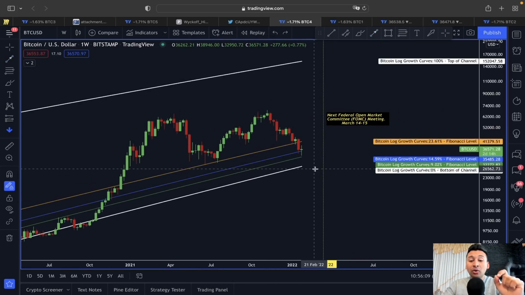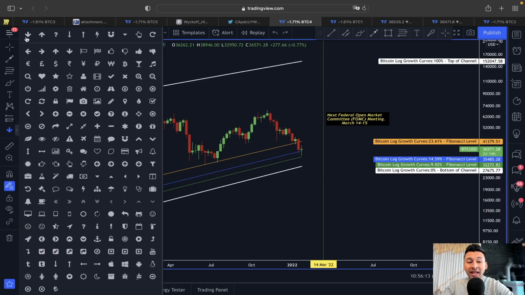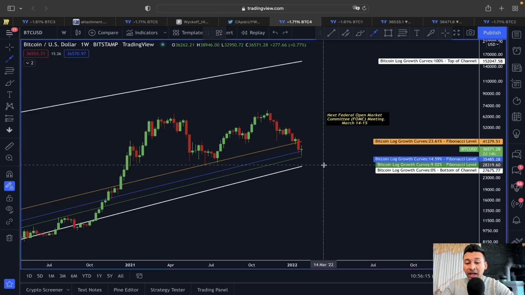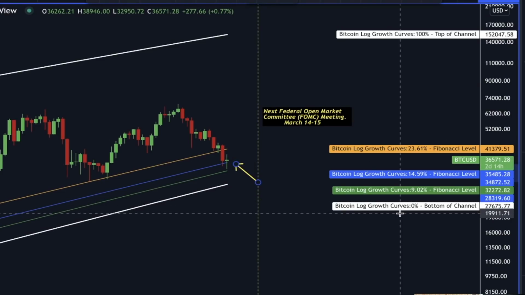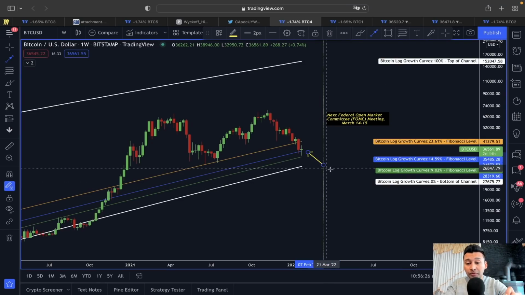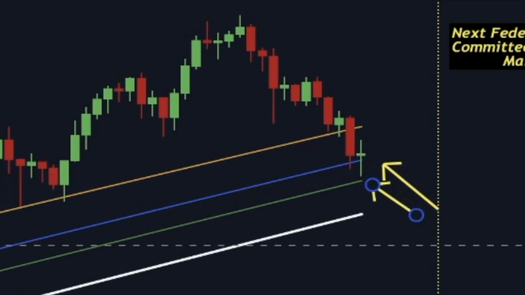You can see right now, where are we finding support? We are finding support exactly at this blue line, which is the 14.59 Fibonacci level, and that is lying around 35,400 price area. But if we lose the support from this 14.59 Fibonacci level, the next possible target, as you can see already, is being placed, which is the 9.02 Fibonacci line, and that is lying around 32,000 price area.